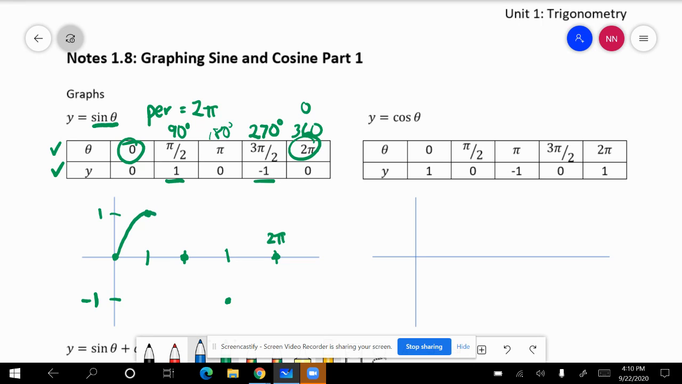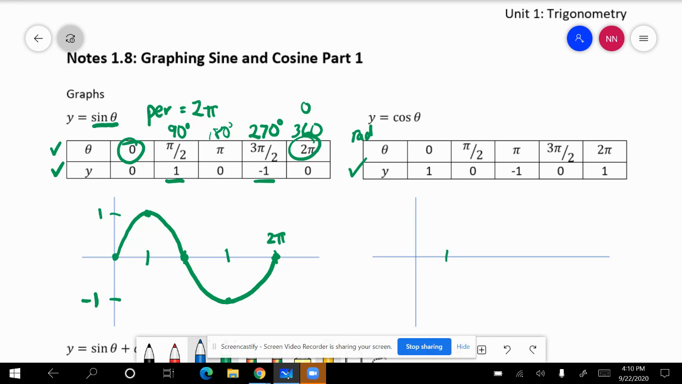So our graph is going to look something like this. Now with cosine, if we were to plug the values into the calculator, 0 is 1, pi halves is 0, pi is negative 1, 3 pi over 2 is 0, and 2 pi is 1. Once again, these are in radians, so if we plugged those into our calculator, these would be the y values that you would get.